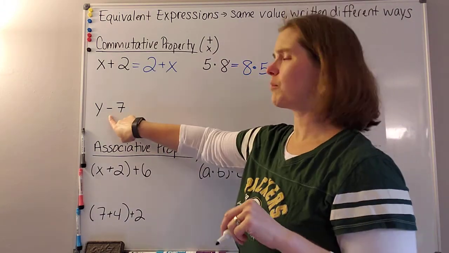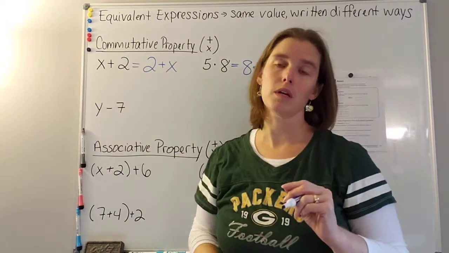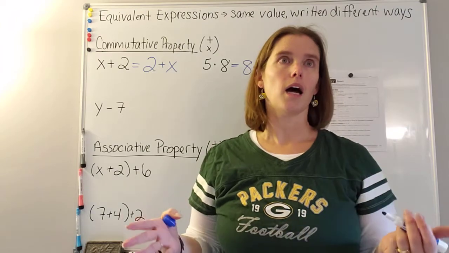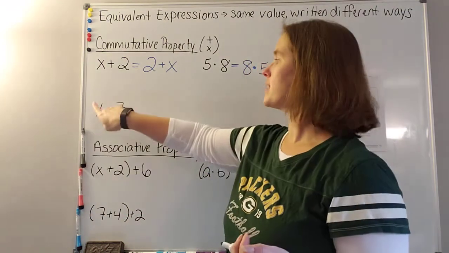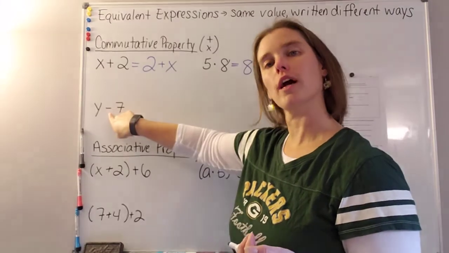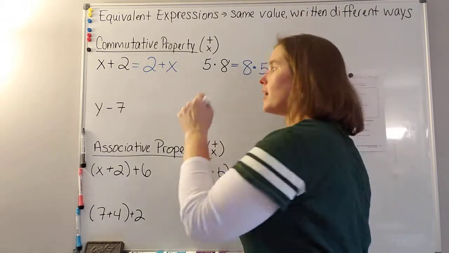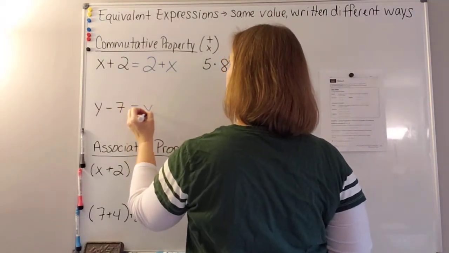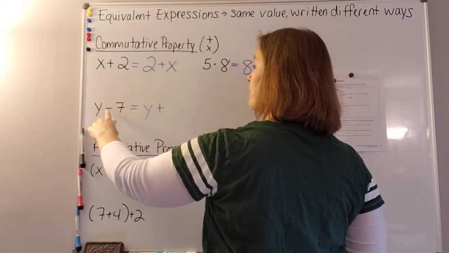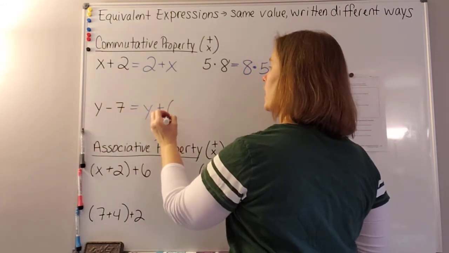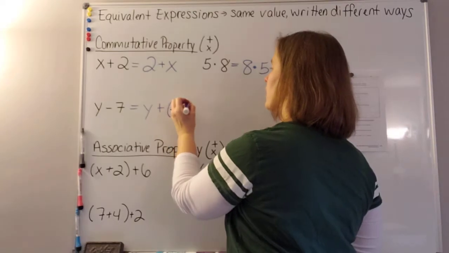Now you're looking down here going, well, that's a minus sign. How do I do that? Well, remember when we did subtraction, or we worked with negative numbers? And I said, what do you do with subtraction? You change it into adding the opposite. So this now becomes y plus, first term stays the same, subtraction becomes addition, and the opposite, what's the opposite of positive 7? Negative 7.